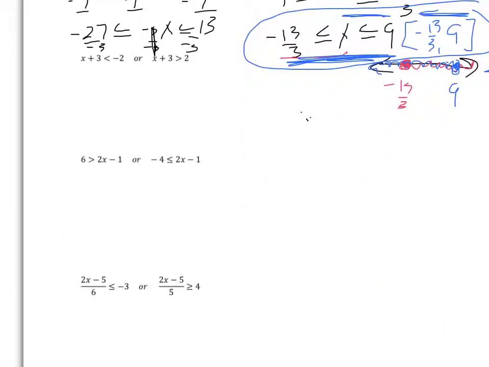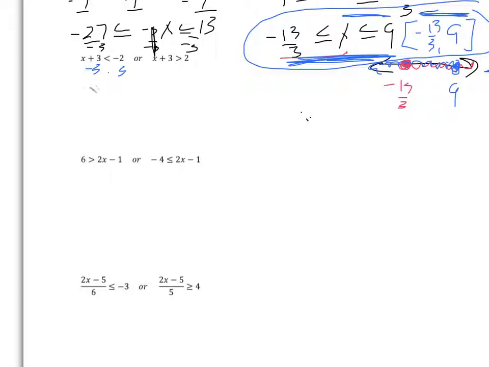Okie dokie. Now we're moving into some OR. Now OR, as opposed to the AND, we're not looking for the overlap on the graphs. We're saying anywhere that's colored by either piece of the graph is going to be part of our solution set. So let's just solve this. We're going to solve these individually.